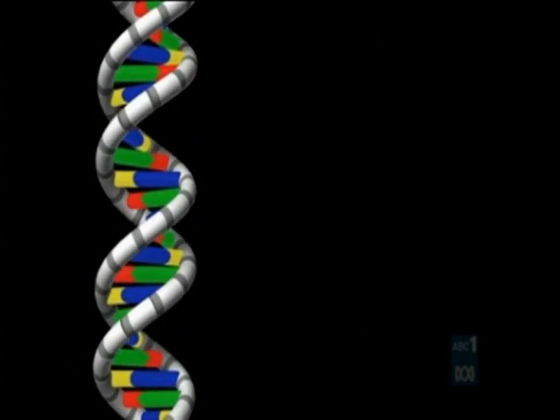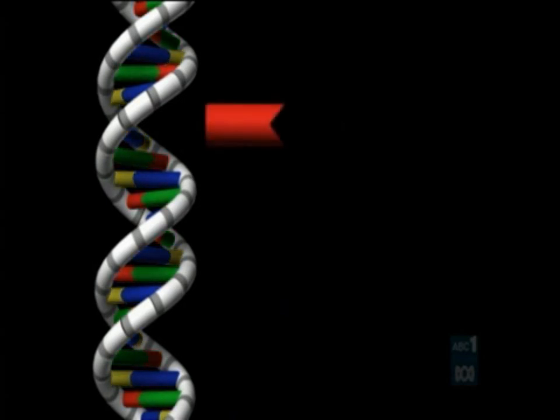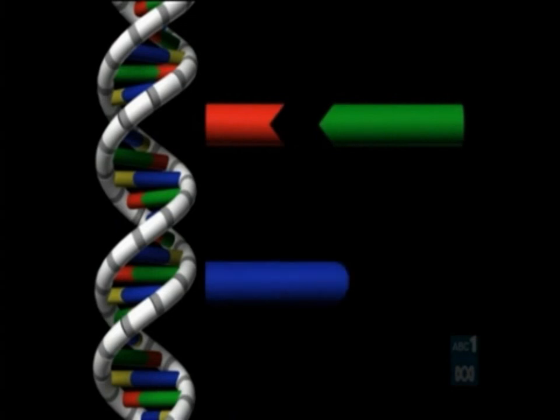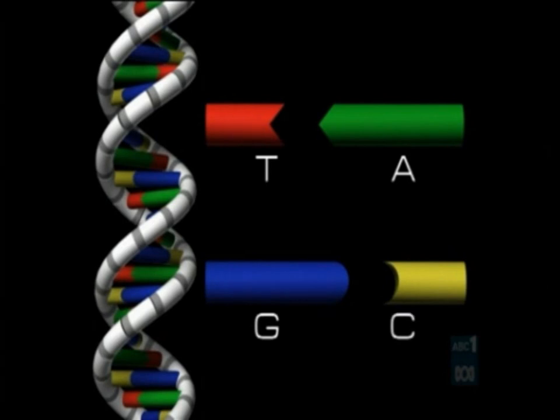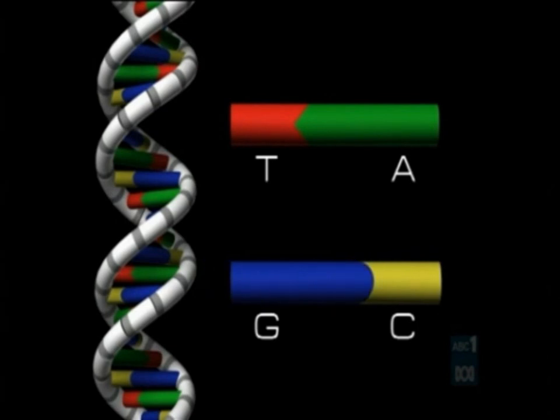Their bases project sideways from the spirals and connect them like rungs on a ladder. The bases are thymine, adenine, guanine and cytosine, or T, A, G and C for short. T attracts and pairs only with A. G attracts and pairs only with C.